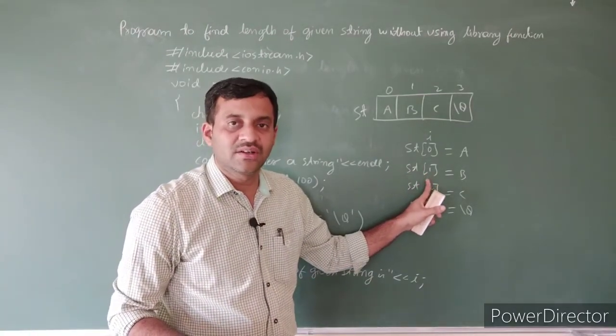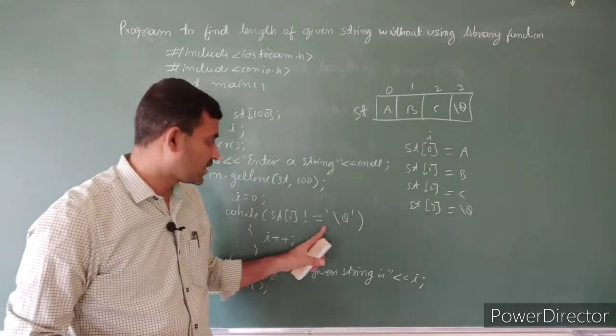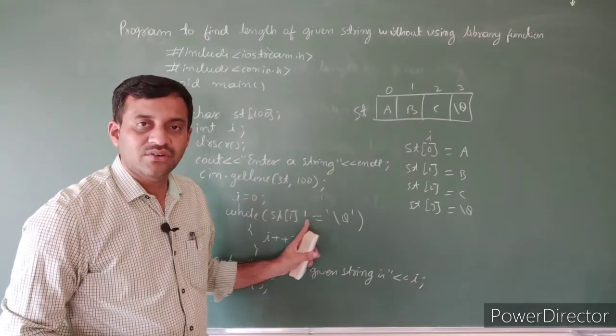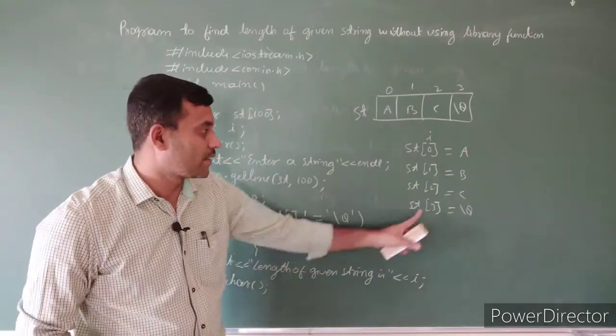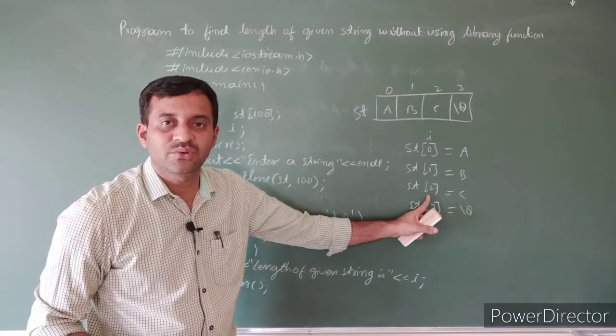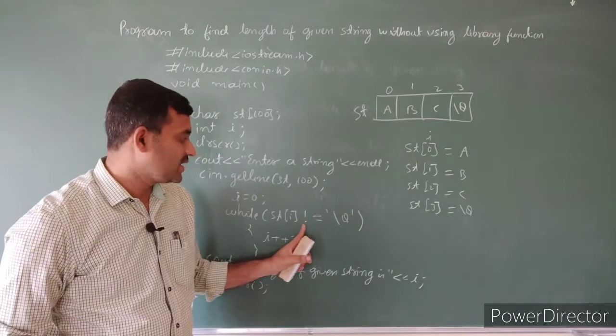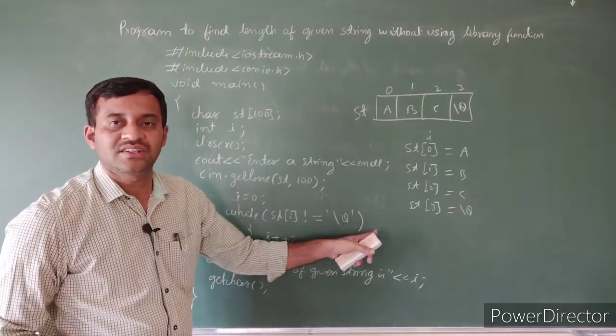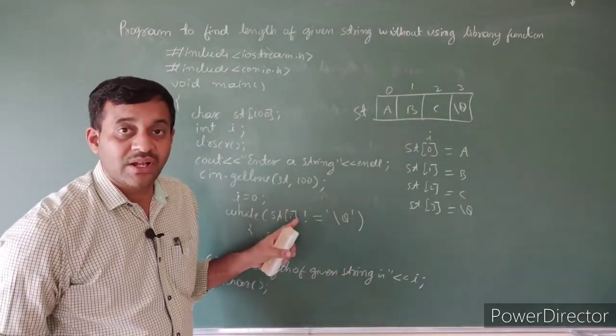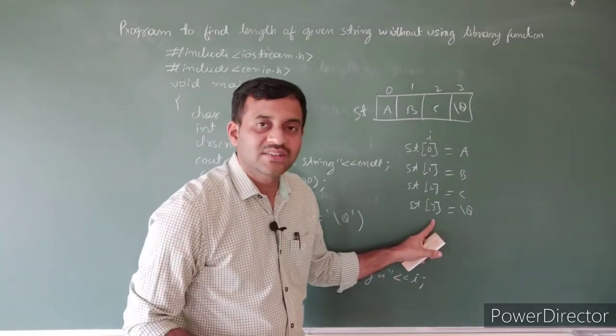st of 1 holds B, that is also not equal to the null character. Condition true, i plus plus. i represents now 2. st of 2 holds the character C. Then C is not equal to null, so the condition is true, i plus plus. What is the value of i now? The value of i is 3.